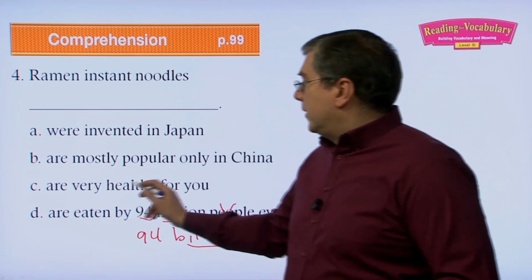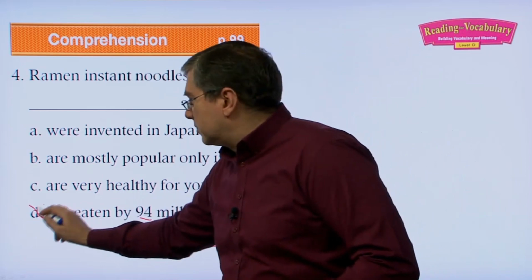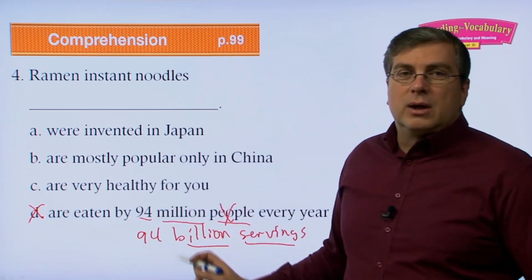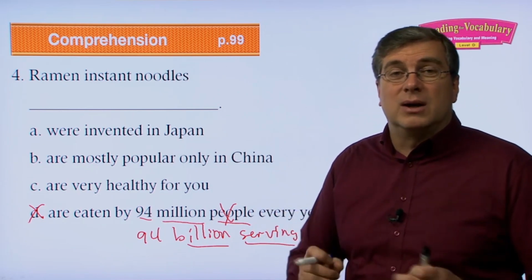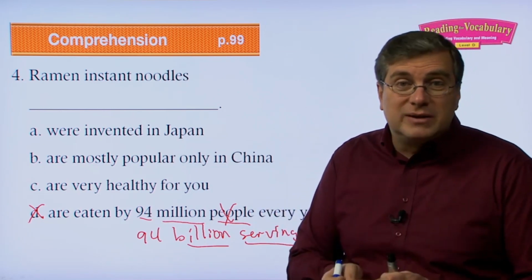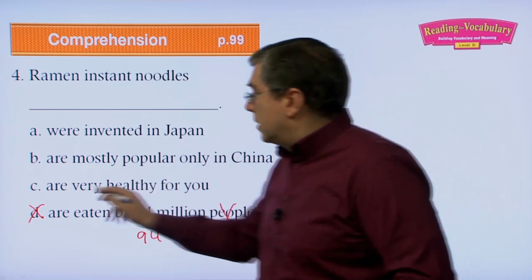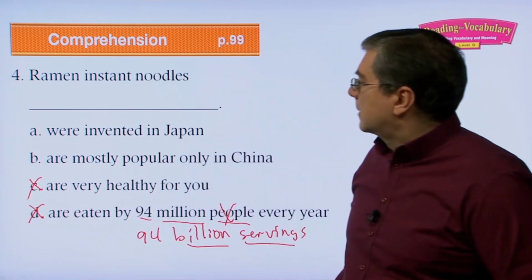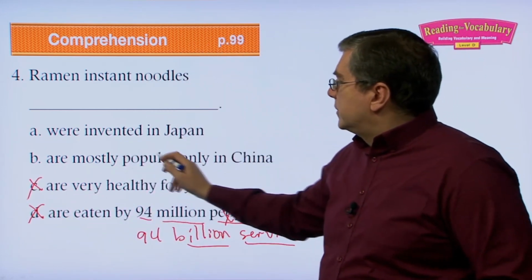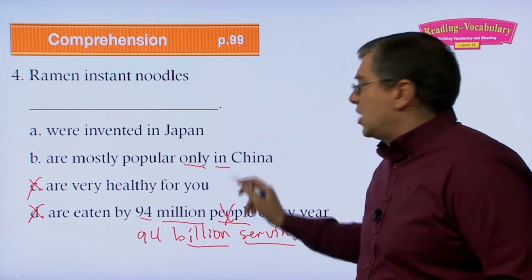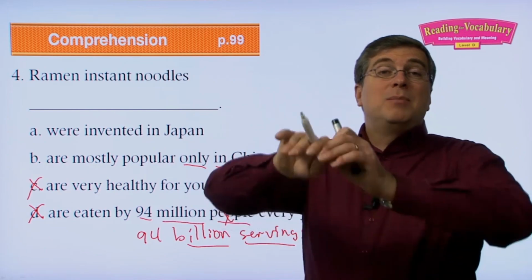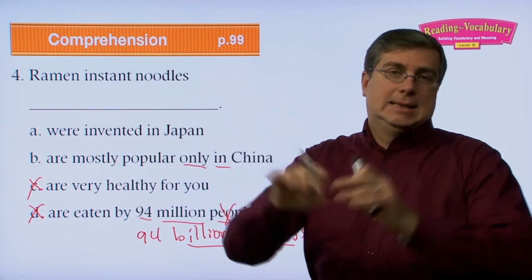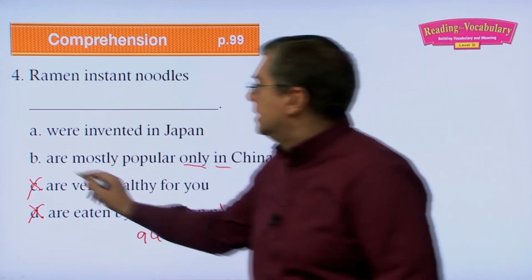Okay, C, are very healthy for you. Okay, so D is wrong. C, are very healthy for you. Well, remember what they said, don't eat too much ramen, right? Because it's not good for you. Not just ramen, but also hamburgers and pizza, right? It's not healthy for you, so that's not the right answer. Ramen instant noodles are mostly popular only in China. No, the reading passage said these 94 billion servings are eaten by people worldwide, right? Not just only in China, so that's not right.